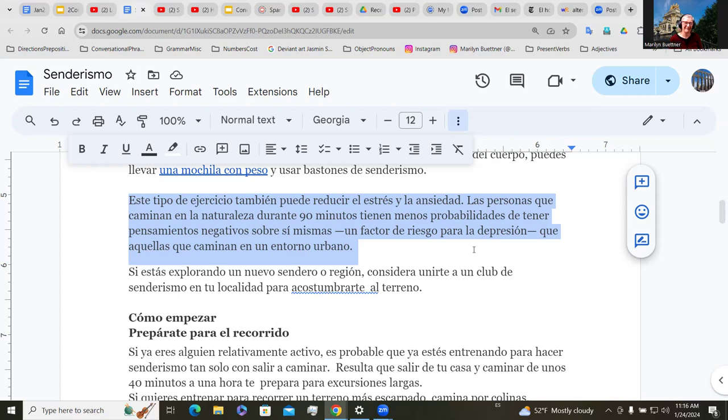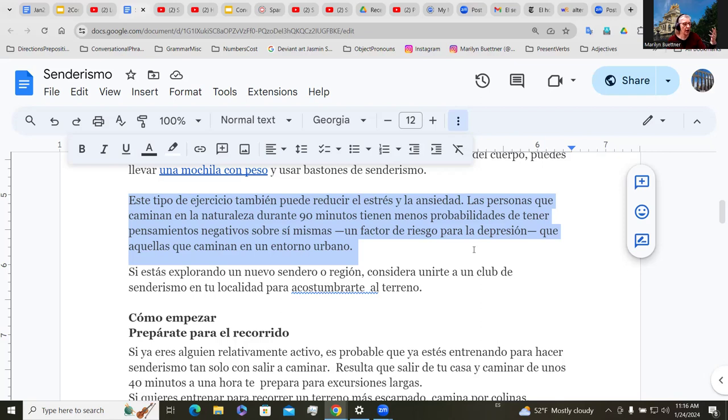Risk, sí. Good comeback with riesgo, practicing that again, otra vez, sí. And I like your ja, ja, ja on the ejercicio. Excelente, sí. This type of exercise also can reduce stress and anxiety.